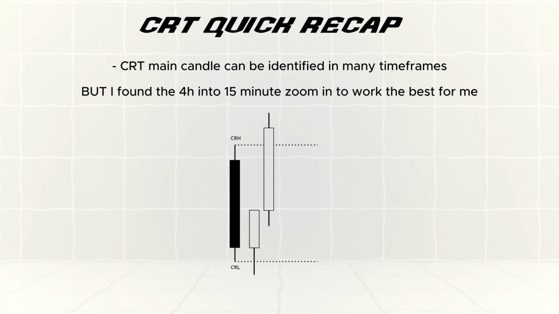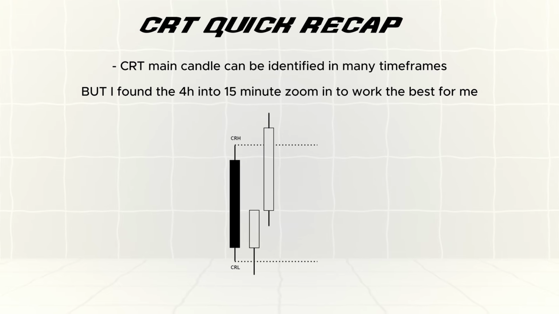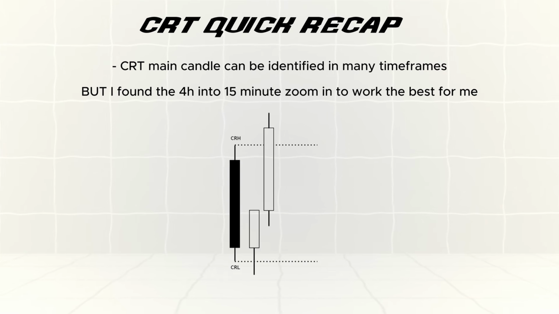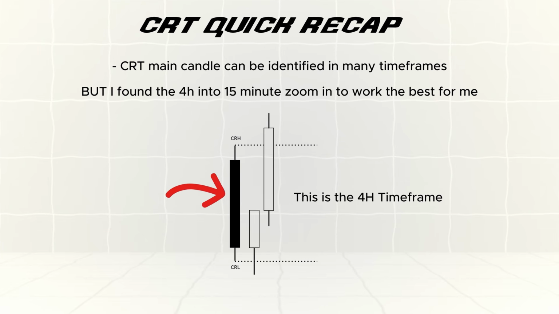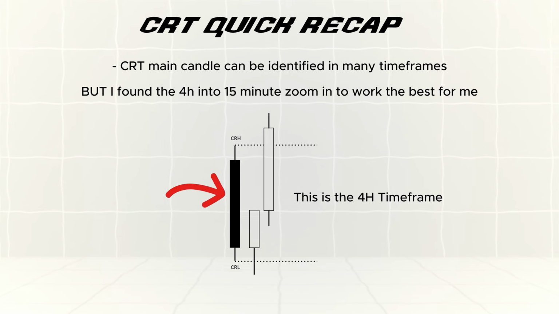To summarize and ensure everything is clear, the CRT main candle can be identified on many different time frames. However, from my experience, the easiest and most practical one to spot and trade is the CRT candle on the 4-hour chart. We start by identifying the CRT main candle that prints during the specific hours mentioned earlier, which are typically the times when an aggressive candle forms. This candle becomes our CRT main candle.